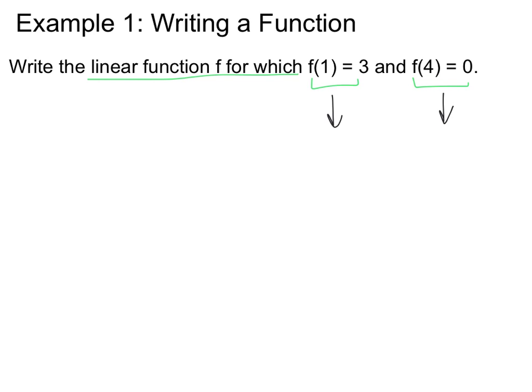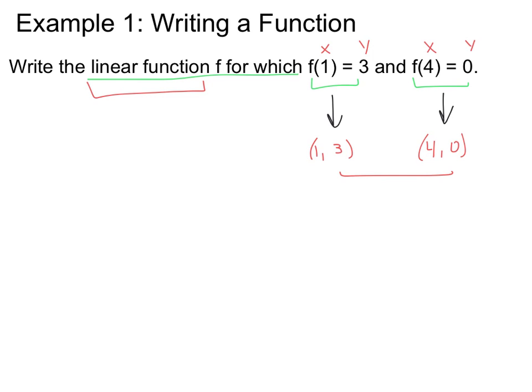I'm going to rewrite this and help you think about it a little bit more. This is really my x. 1 is my x and 3 is my y. So what I really have here is a point on this linear function, 1, 3. And here we have another x and another y, so we've got 4, 0. That gives us the ability to use these to write a linear function.